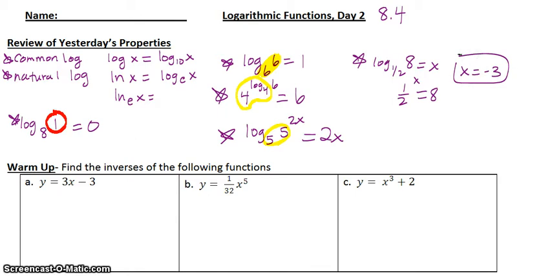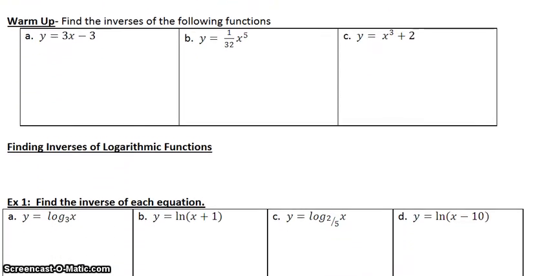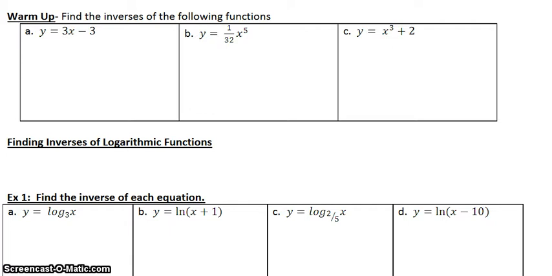To start off with today, for our new material, we're actually going to first review how to find inverses from Chapter 7. So we did this in Chapter 7. Let's just review and see if you remember. So from Chapter 7, if I'm going to find an inverse, remember, step 1, switch x and y. Step 2, solve for y. That's what we did.